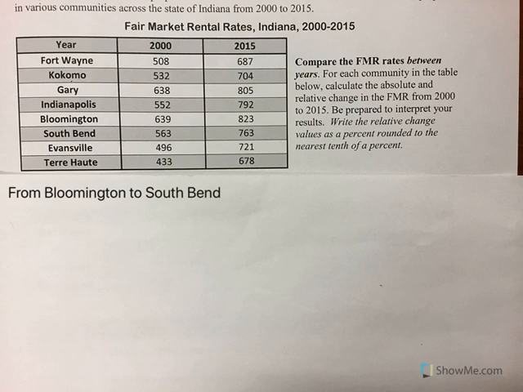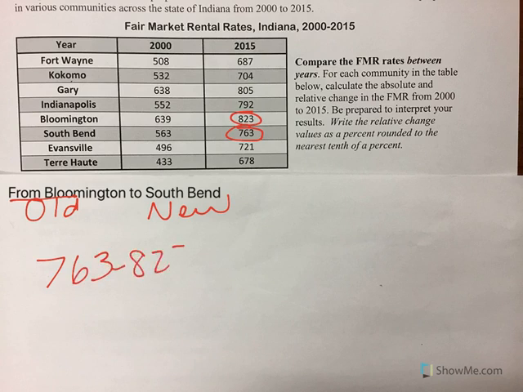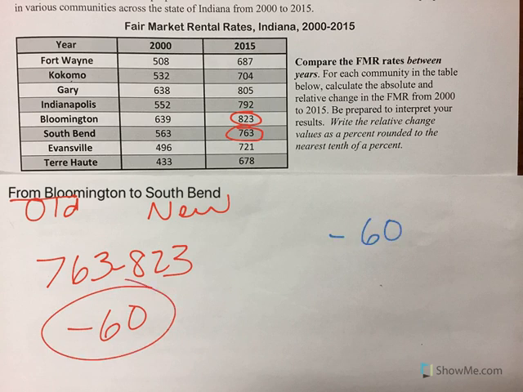Now let's go from Bloomington to South Bend, and we're just going to find the values. We're not going to write sentences. Okay, so South Bend is new because that's where we're going to. From Bloomington is old. So South Bend and Bloomington. So South Bend, 763 minus 823. So therefore, my absolute is negative 60. My relative takes my absolute change and divides by the old value for a difference of a negative 7.3%.